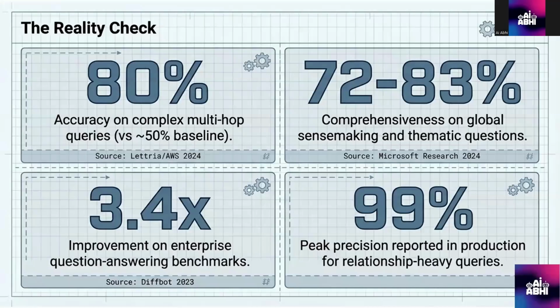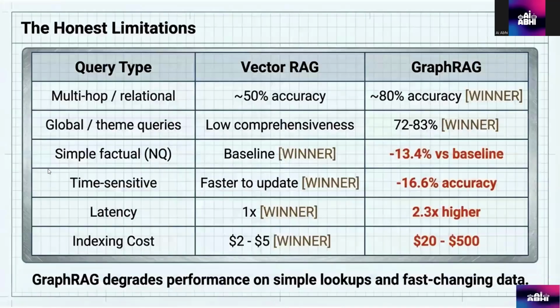In AWS benchmarks from Lettria in December 2024. Next comes the enterprise benchmark: a 3.4x improvement on enterprise question answering benchmarks, according to Diffbot 2023. Next comes search precision. GraphRAG implementations in some production environments have reported search precision up to 99% for relationship heavy queries. So let's move on to the next slide.